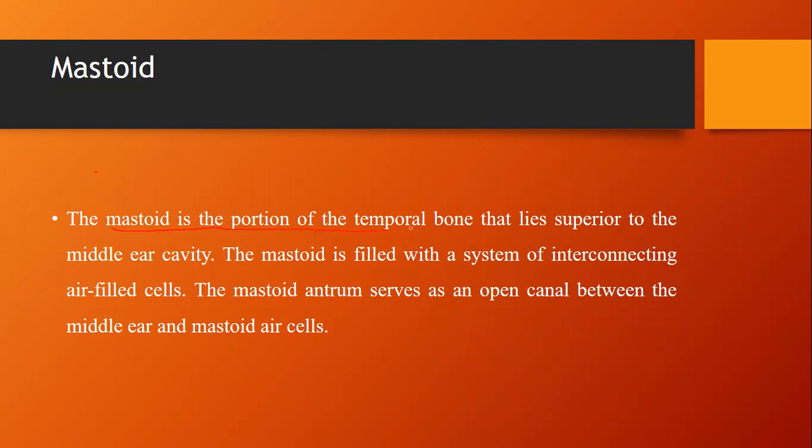The mastoid is a portion of the temporal bone that lies superior to the middle ear cavity. The mastoid is filled with a system of interconnecting air-filled cells. The mastoid envelope serves as an open canal between the middle ear and the mastoid air cells.